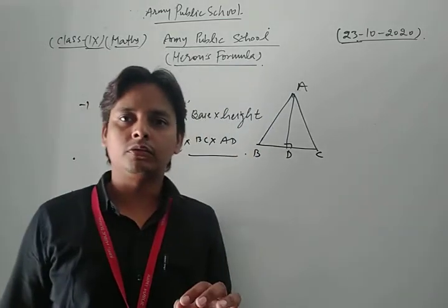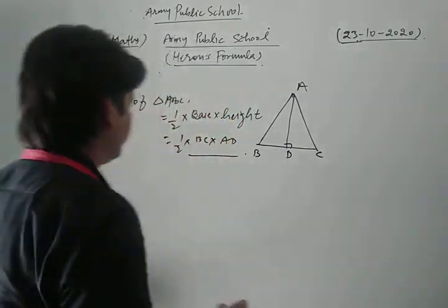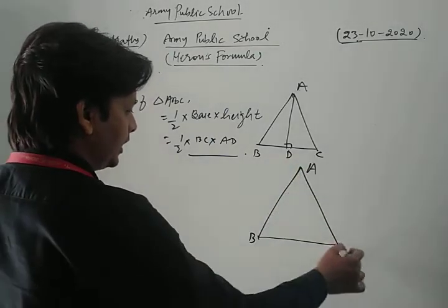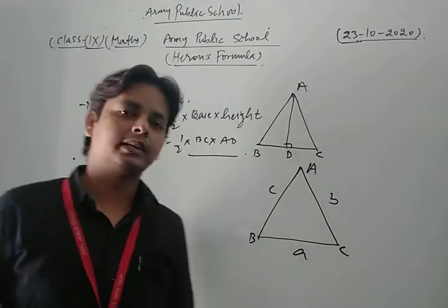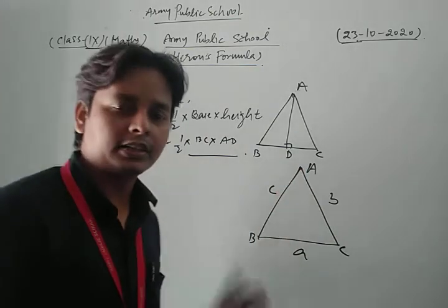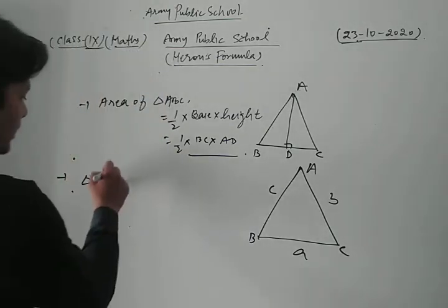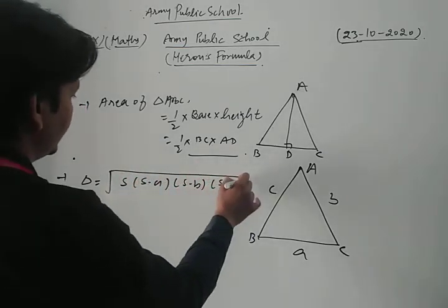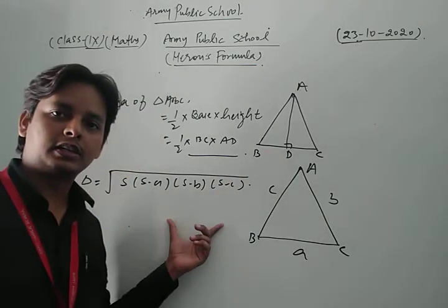With the help of Heron's formula, we also find the area of triangle ABC when all its three sides are given. Suppose ABC is a triangle in which the sides BC is a, AC is b, and AB is c. Then Heron's formula is: area of triangle, denoted by delta, is equal to the square root of S into S minus a, S minus b, and S minus c. This is called Heron's formula.